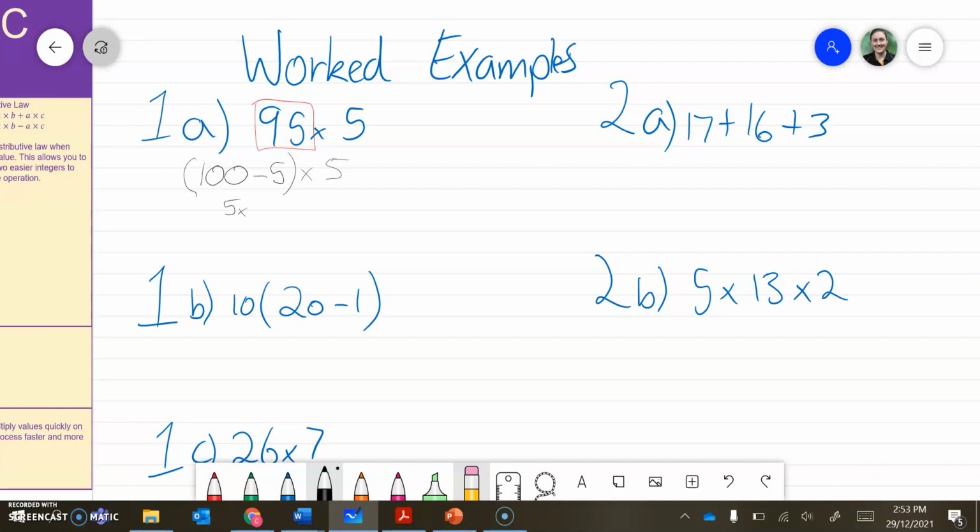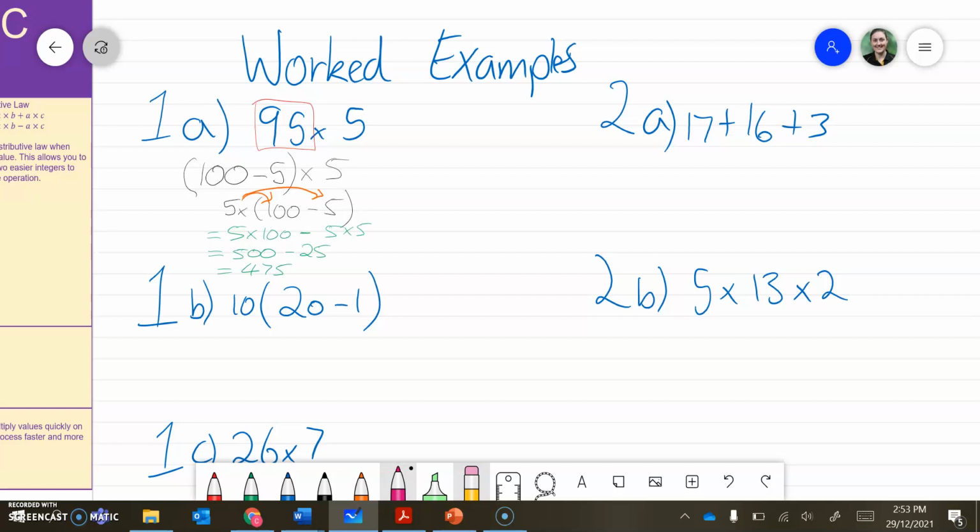So if I've got 5 times 100 minus 5, our distributive law says that we have to do 5 times 100 and 5 times 5. So our next line of working, we're going to have 5 times 100, our operation between is a subtraction, and we're going to have 5 times 5. So that means we've got 500 minus 25, and our solution here is going to be 475.